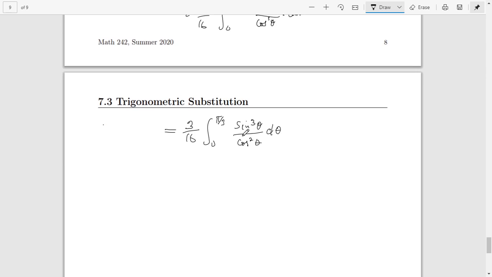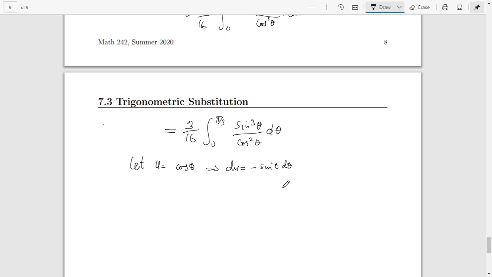Okay, so from here, I can make a trig substitution. Since I have something in terms of sine and cosine, or a u substitution, I can let my u be equal to cosine of theta. That means that my du will be equal to negative sine theta d theta.